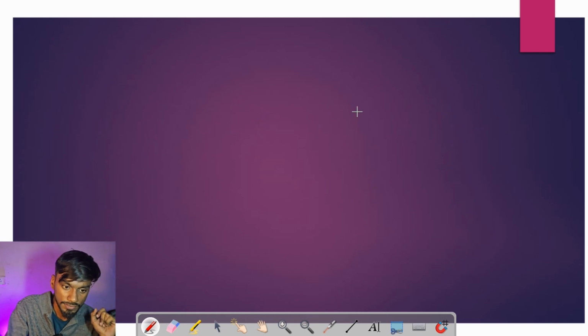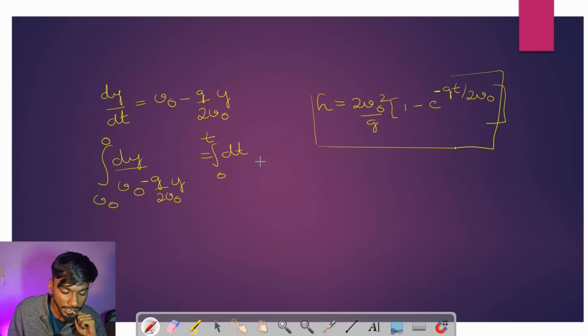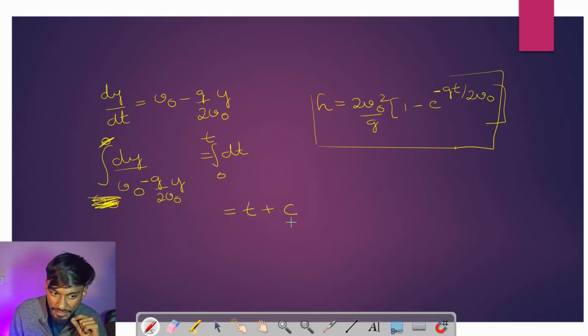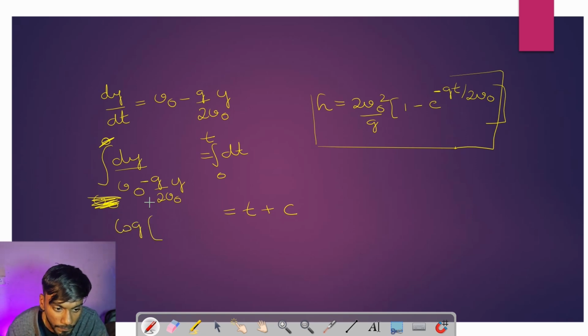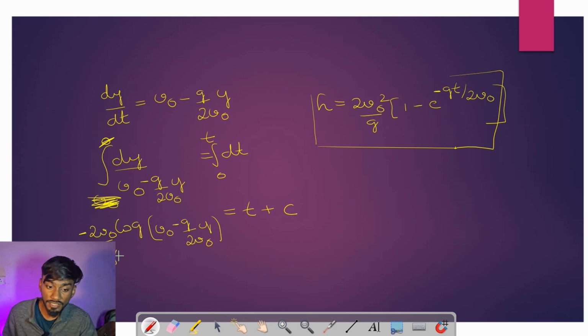Okay, so let's see. I forgot to mention something in this. Just integrate this, don't take any limits. You will get some function of y here, and then you will get t plus c on the other side, right? And then you will get something like, let's solve this, log of v naught minus g by v naught into y. Here this is minus, so we are going to get minus v naught by g, right? And then from here you can find the value of c.